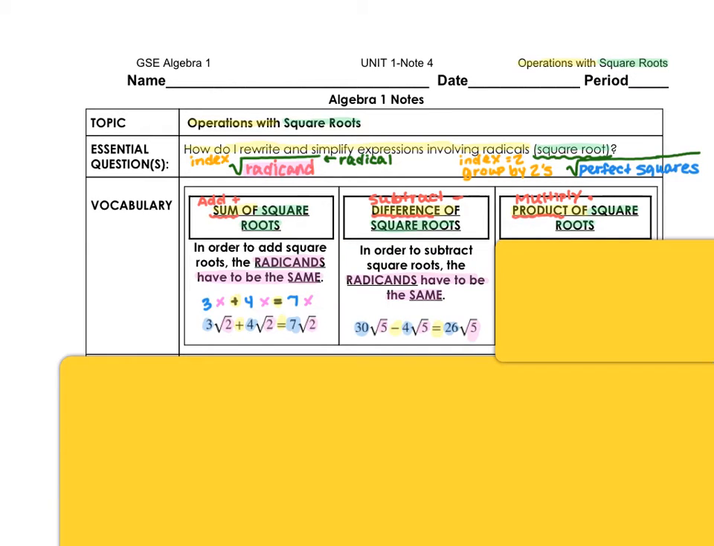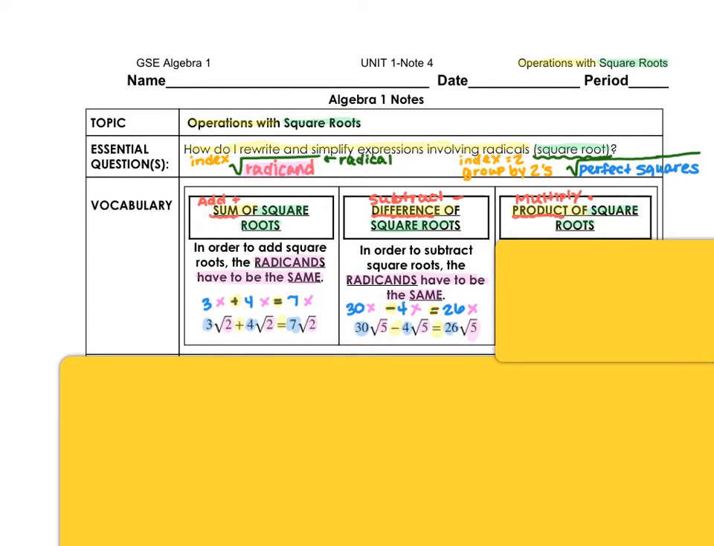Subtracting radical expressions is similar to adding radical expressions. We also must have the radicands be the same. So in our example, we see we have 30 square root 5 minus 4 square root 5. The reason why we're able to combine these two is because they both have the same radicand of 5. So we combine them by subtracting the coefficients, 30 minus 4, and you get 26.